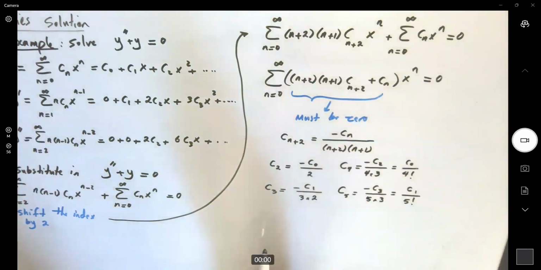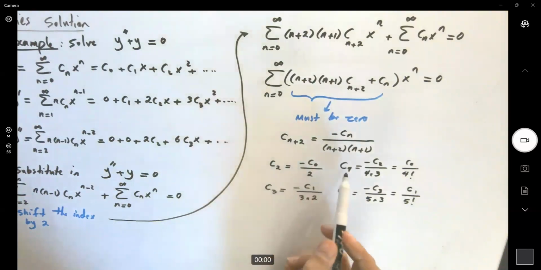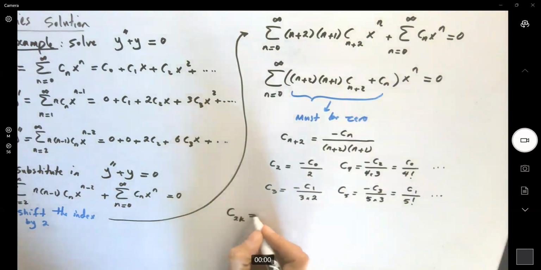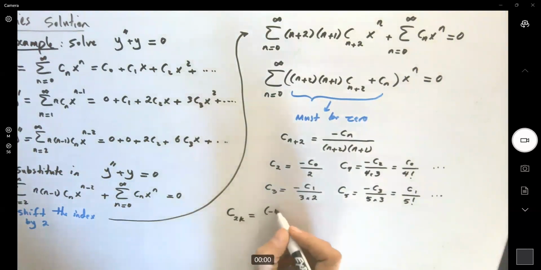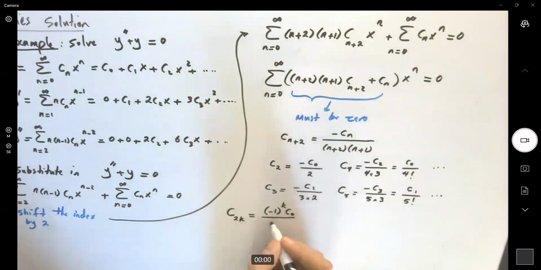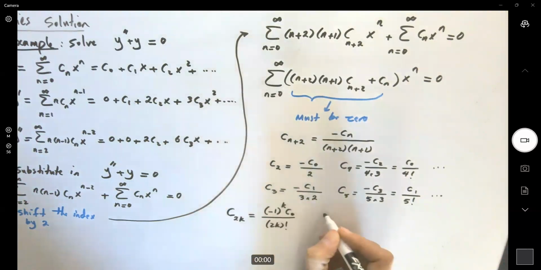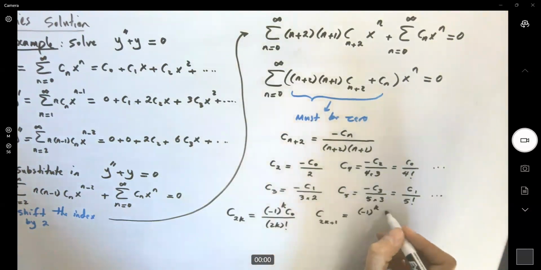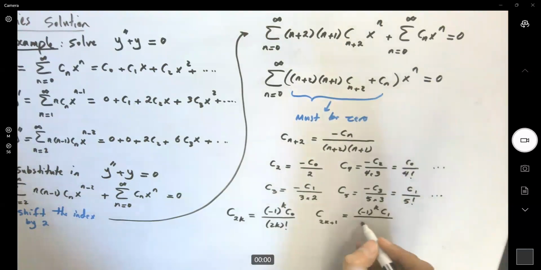So what do we see here? We see a pattern for even indices, and we see a pattern for odd indices. We can write it this way. c sub 2k is equal to negative 1 to the power k times c sub 0 divided by 2k factorial, and c sub 2k plus 1 is equal to negative 1 to the power k times c sub 1 divided by 2k plus 1 factorial.